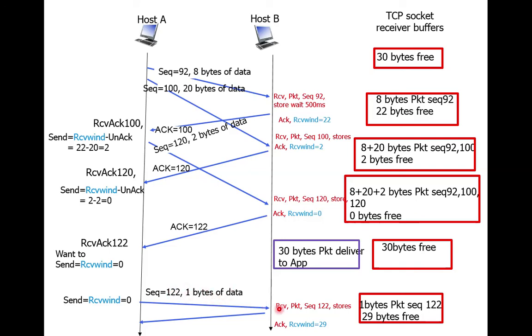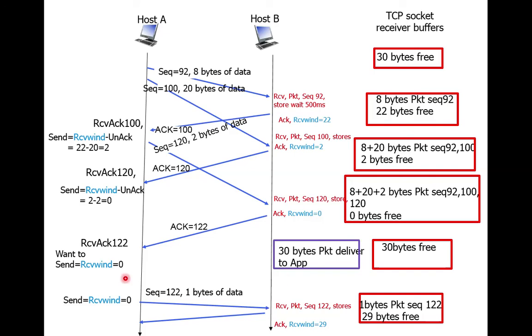If this packet arrives and the buffer now has space, it will be accommodated in the buffer. When the packet arrives and is correct, host B has to send the acknowledgement, and in the acknowledgement host B has to tell its receive window. So the receive window is 29, and this will be informed. When this is informed, host A can send 29 bytes of data. In this way, host A comes to know about the free buffer space.